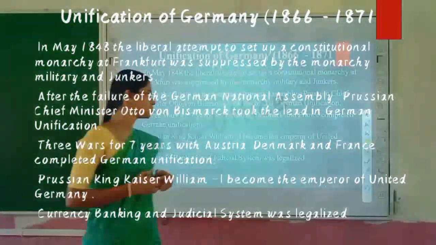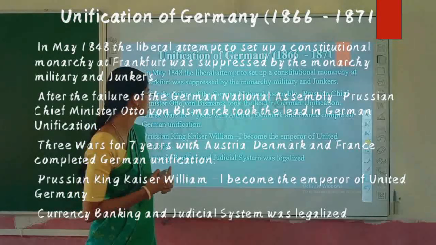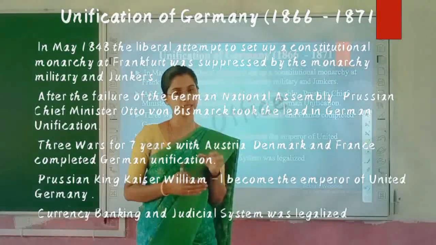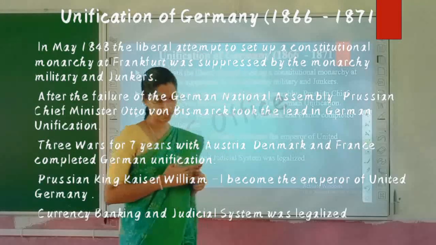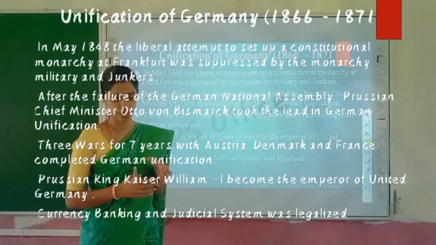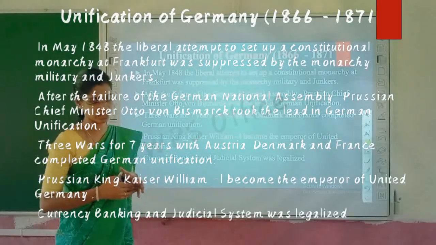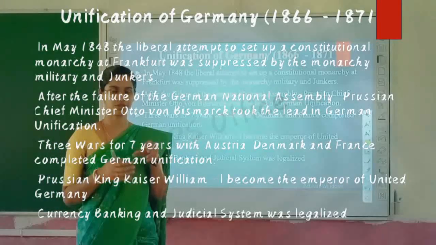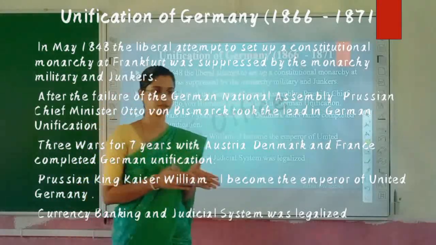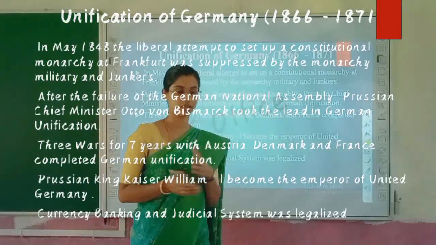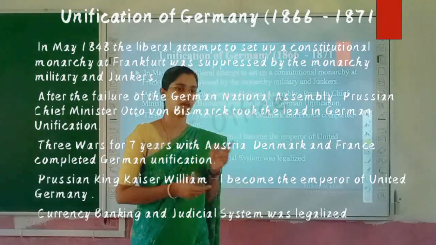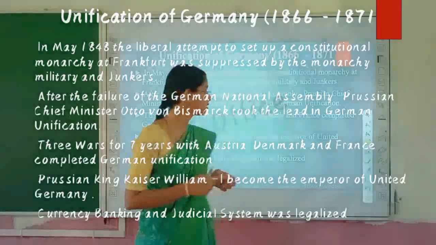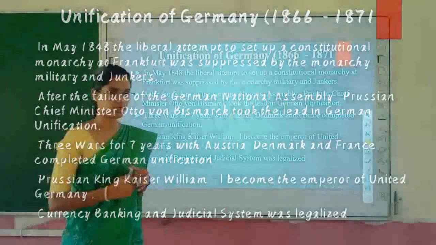And then at last, in January 1871, the Prussian king William I was proclaimed the German emperor in a ceremony held at Versailles. At that time, Germany was unified. That means the complete ending of the monarchical system, and the unification process went on from 1866 to 1871.